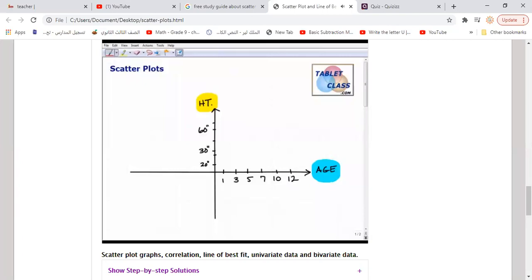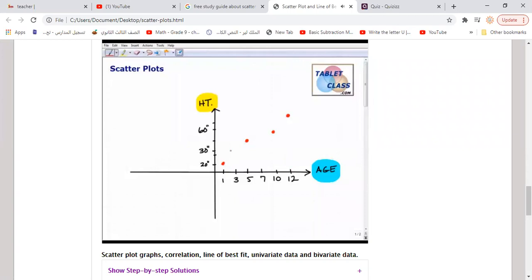So let's go ahead and make up some quick examples. Let's say we know somebody who's 1 year old, 20 inches. A 5-year-old person, maybe 40 inches. A 10-year-old, maybe they measured around 59 inches. A 12-year-old, maybe a little bit taller, say 70 inches. That's pretty tall, a little bit taller than average, but let's say that was the case.